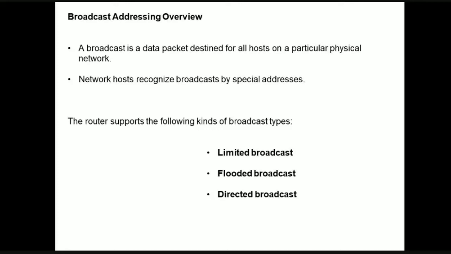Okay. So how do the hosts connected in this network recognize this broadcasting? They recognize it with the help of some special types of addresses. The routers support different types of broadcast. There are three types. The first one is limited broadcast, the second one is flooded broadcast, and the third one is directed broadcast.